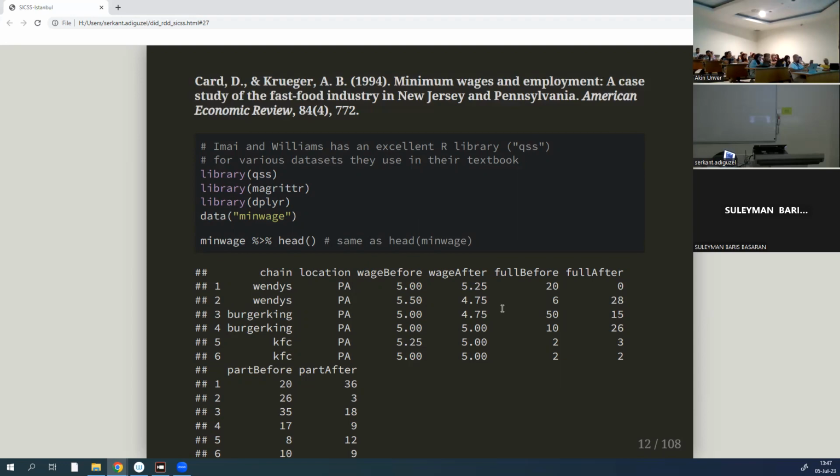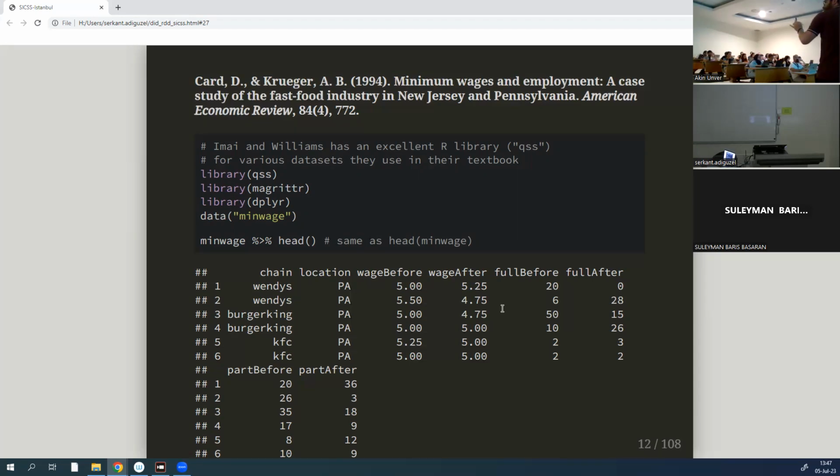Once you load the data, it's always good practice just to inspect what you load, right? So this is the data. The first 6 rows. These are essentially the fast food restaurants: Wendy's, Burger King, KFC, and the location states. So we have 2 states, New Jersey and Pennsylvania. And then wage before, wage after. So this is in wide structure. It's not in long format. So this is the data set.